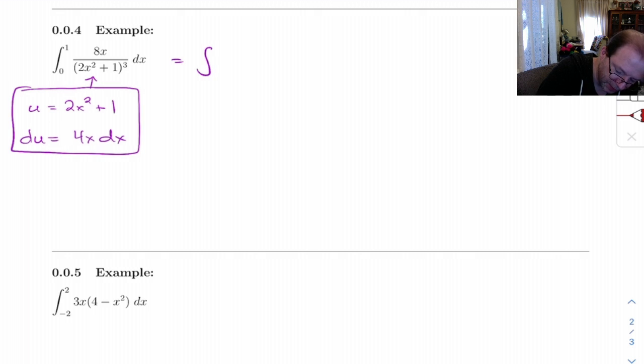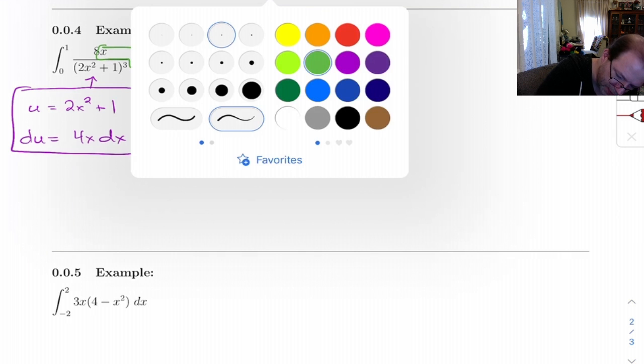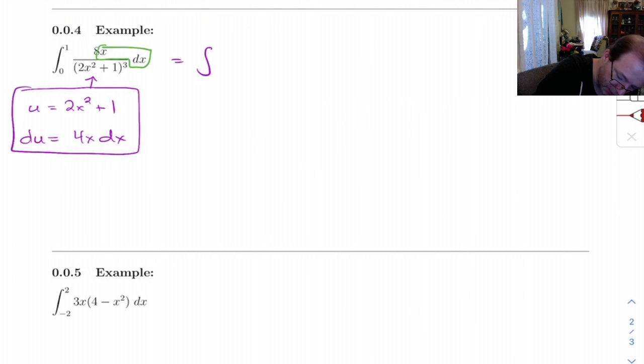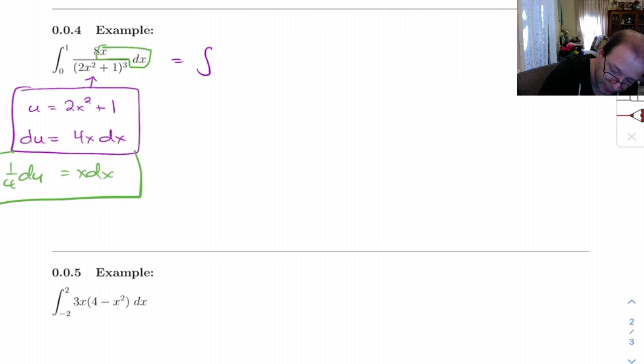So I'm going to rewrite this as, actually what I want to do is take this x and dx and solve for that. So down here I'm going to get x dx is 1/4 du.